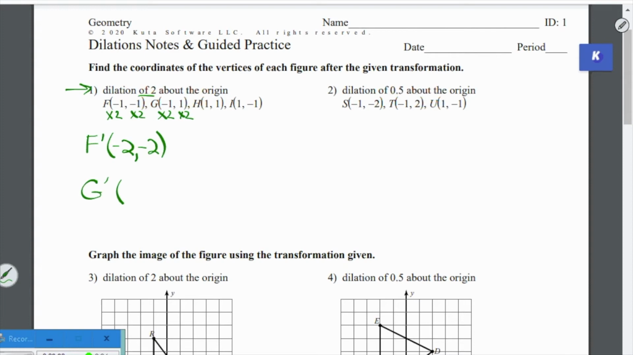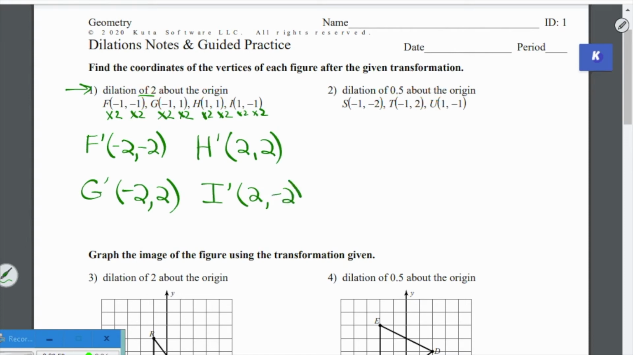-1 times 2 is -2, and 1 times 2 is 2. H prime, this one's an easy one because I gave you lots of 1s. So 1 times 2 and 1 times 2 becomes 2, 2. And I prime, times 2, times 2. There's the new points. And we could graph those if we needed to.